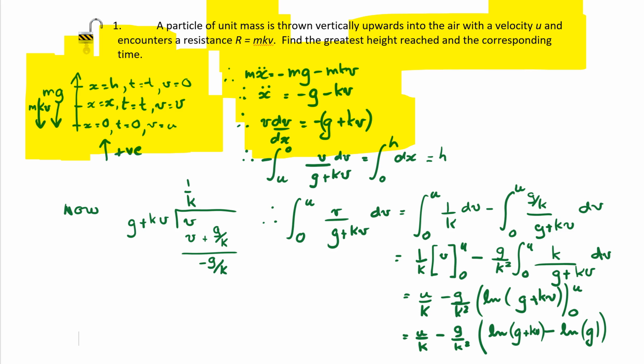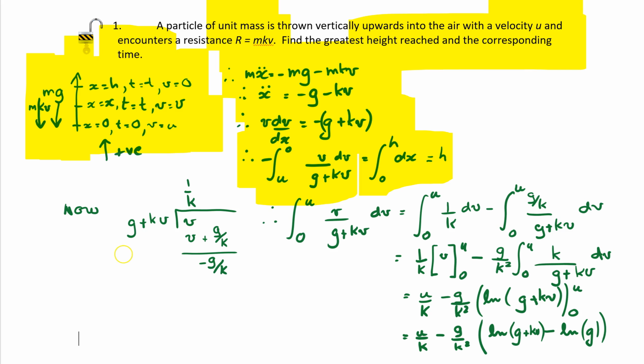We gather together the v's to one side, so we've got the integral from u to 0, because we're going to the very top, and that equals the integral of dx from 0 to h, and we know that that just simplifies to h. So we have this integral v over g plus kv. It's not a log, it's not a partial fraction straight off, so when all else fails we try to do the long division and see if we can make it simpler, and it works in this case.